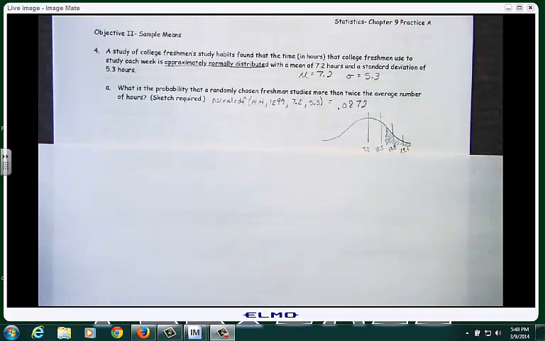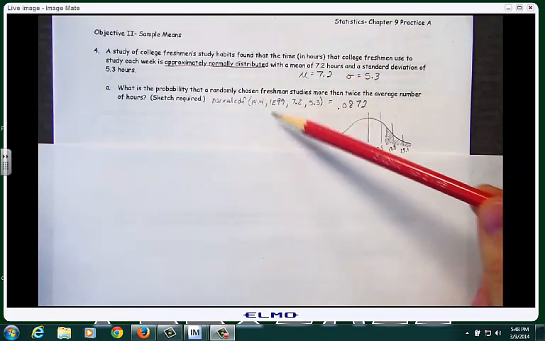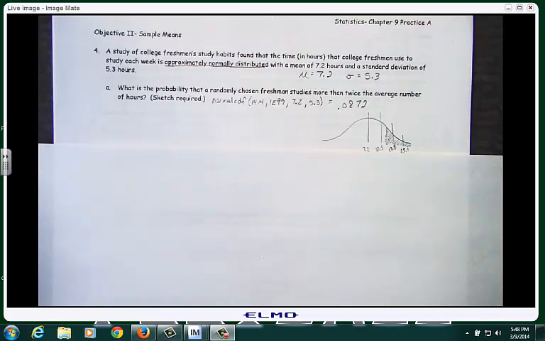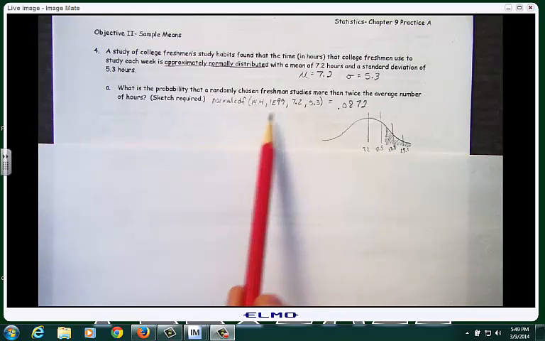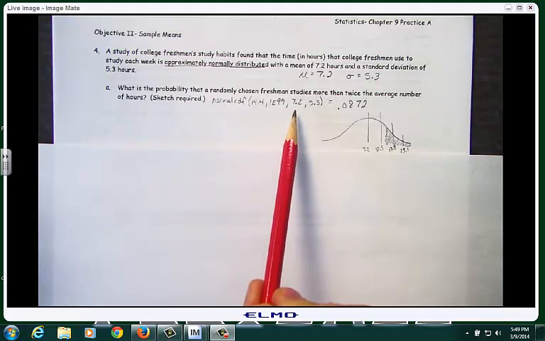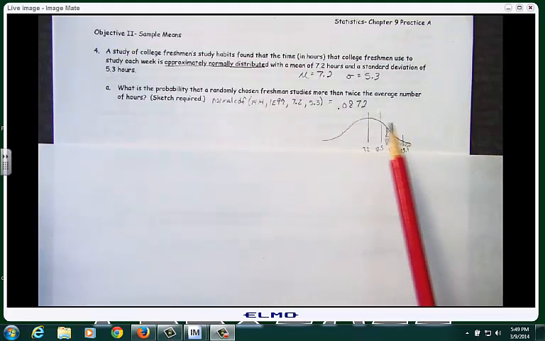A key point to notice in number 4 is that in the problem it stated that it was approximately normally distributed. In answering the question, what is the probability that a randomly chosen freshman stays more than twice the average number of hours, you have to double mu from the given problem, 7.2, to get 14.4. And you do a normal CDF calculation with a lower bound of 14.4, upper bound of 1E99 or infinity, with a mean of 7.2 and a standard deviation of 5.3. And you would get a calculation of just above 8%, so about 8.72%.